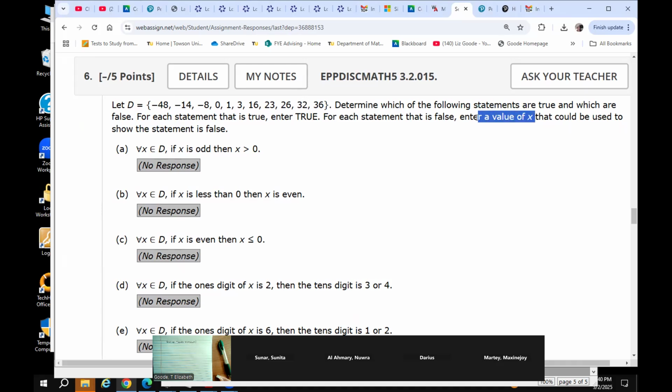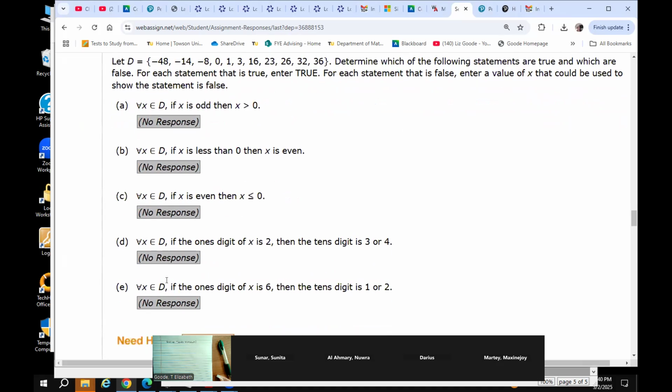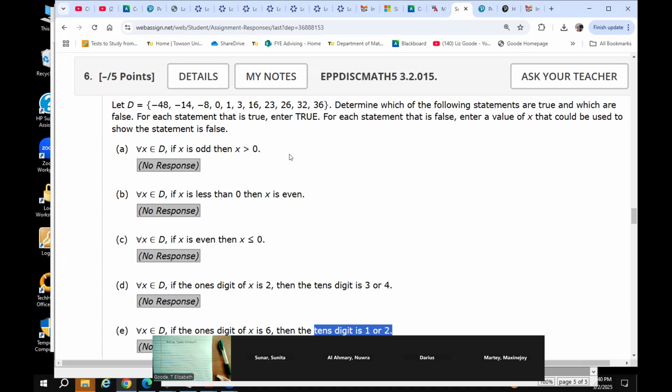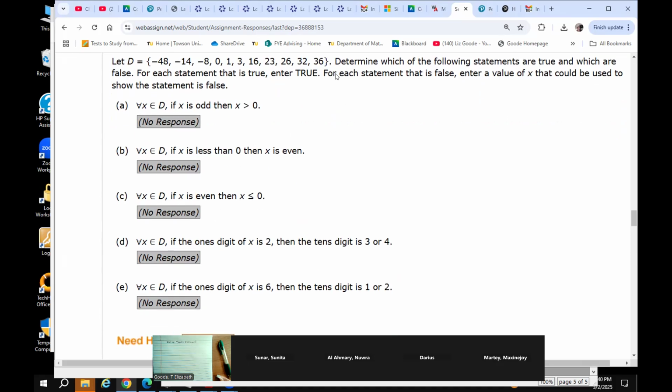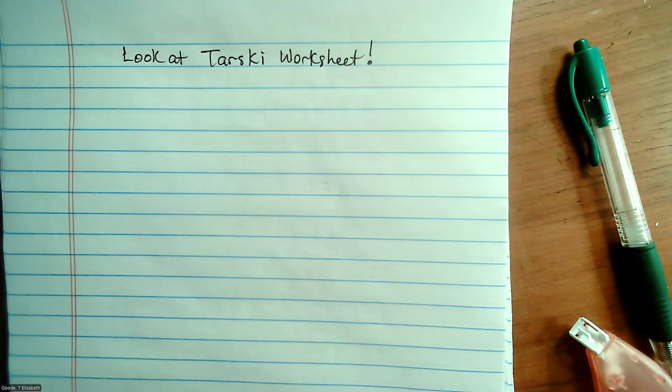You only put in a value of X to give as a counterexample to show the statement is false. So let's take a look at E. Is E true or false? If the ones digit is 6, then the tens digit is 1 or 2. Is that true? I put true. Really? Well, what about 36? No, I put 36 there, and it is correct. Because it's false: here the ones digit is 6 and the tens digit is not 1 or 2, it's 3. So you're right. In E, you should put 36 because it's false. But on D, you should have written true because it's true. I put a number there, that's why. Yeah, because when you wrote the number, you were entering a value of X, so it thought you thought it was false. So it is really important to carefully read directions. That's critical and key in all of mathematics, right?